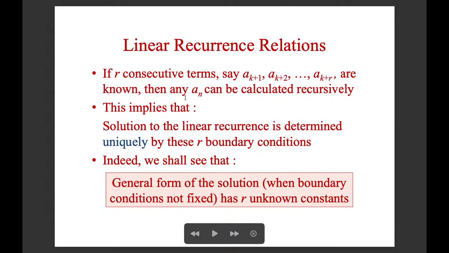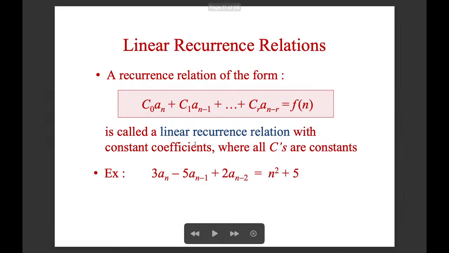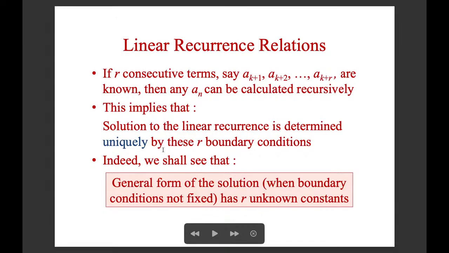Here, all these types of linear recurrence have one common feature. If we have fixed enough boundary conditions, for example in this case, if we have fixed, let's say, a0 is equal to something, a1 is equal to something, then based on a0 and a1, we can compute exactly what is a2. And now with a1 and a2 known, we can compute exactly what is a3, and so on and so forth. So once enough boundary conditions are determined, then we can normally solve the equation uniquely.